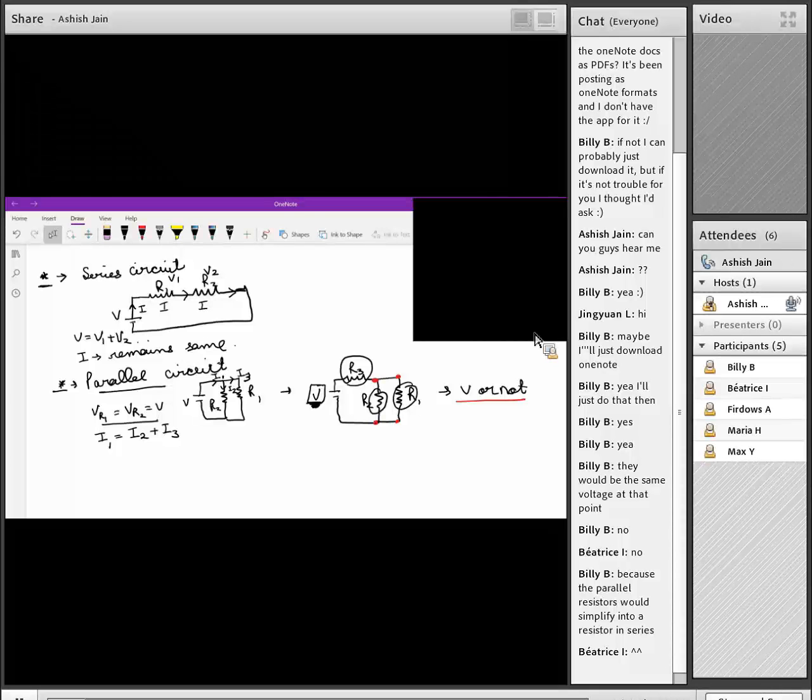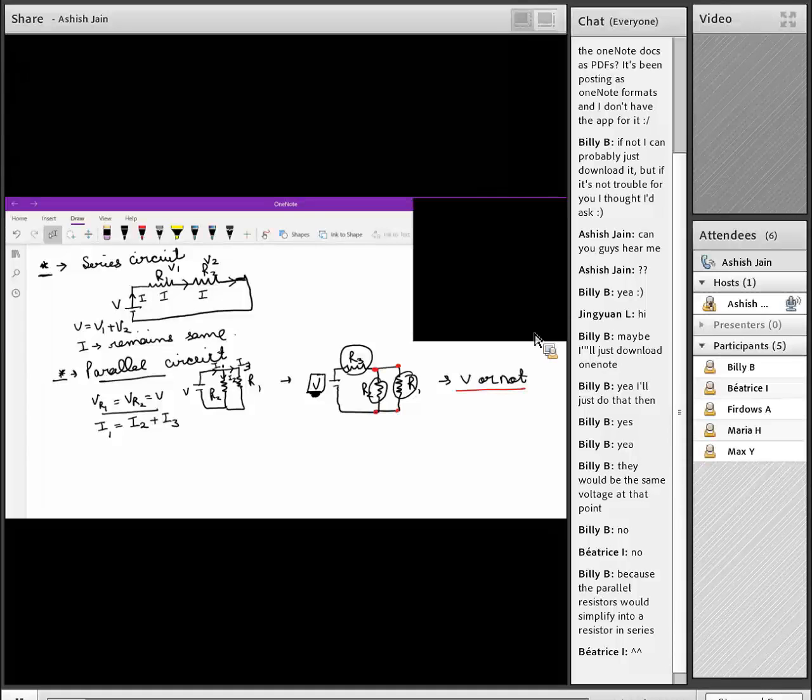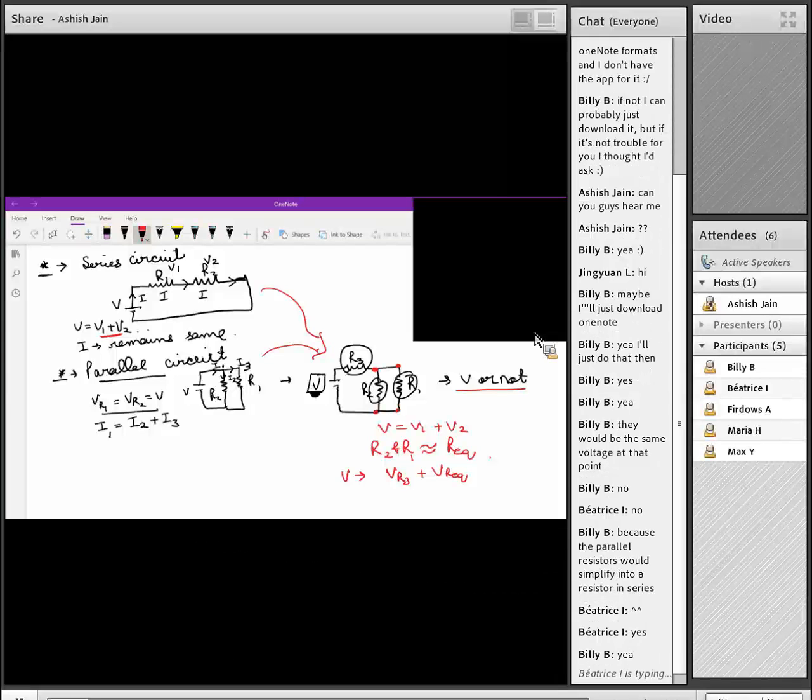Okay, so yeah, you all were correct. This can't be equal to V because this is a combination of parallel and series circuit, and as you know, in a series circuit, voltage is divided across V1 plus V2. Then you can reduce R2 and R1 to an equivalent resistance. Then the voltage is shared between VR3 plus V of R equivalent. Did you guys get it? Perfect.